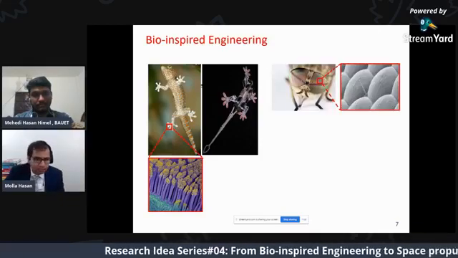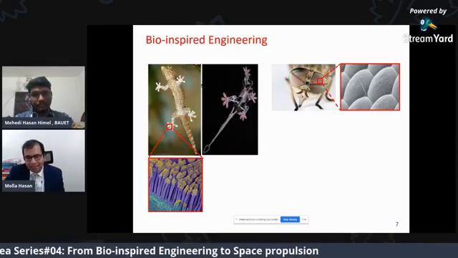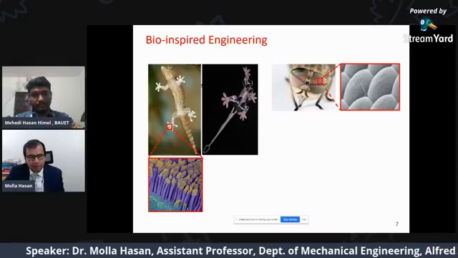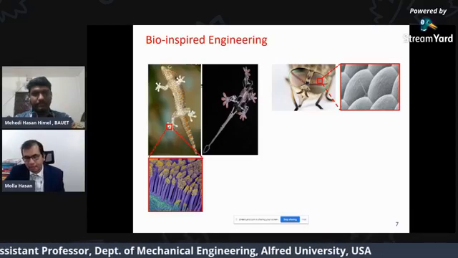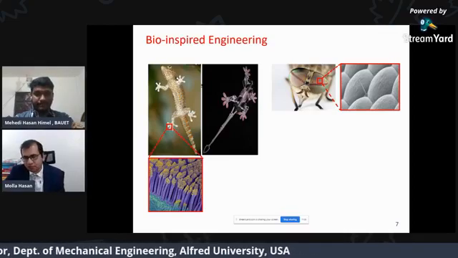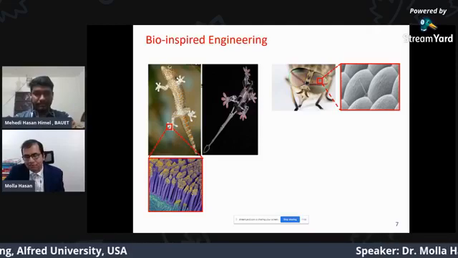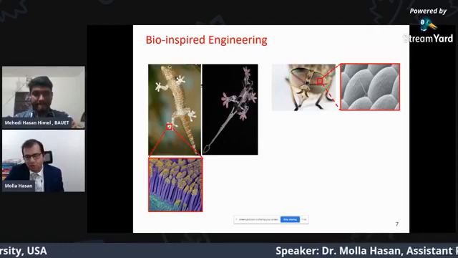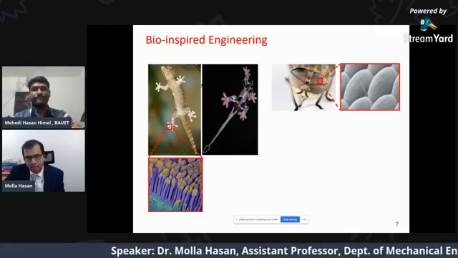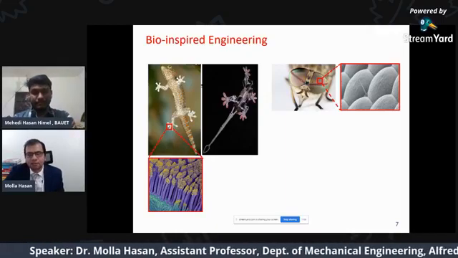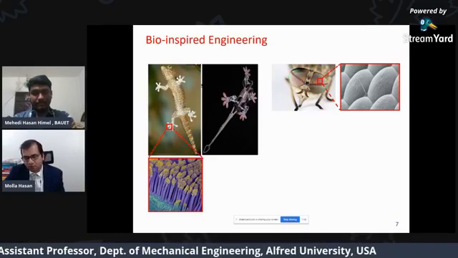The other example is the moth. The moth can see even in the dark. The reason is that the moth's eye has a very special kind of topology, and this topology can trap light. So even if a small amount of light is incident on the moth's eyes, they can trap it. As a result, the moth is able to see in the dark.